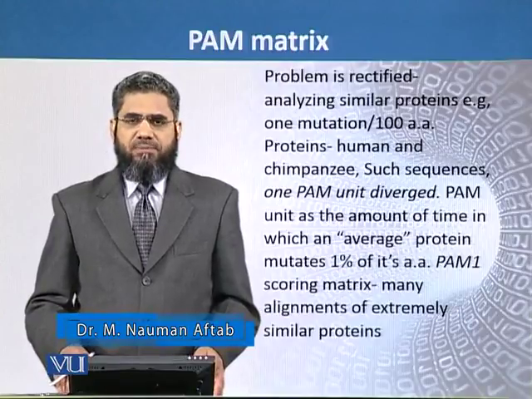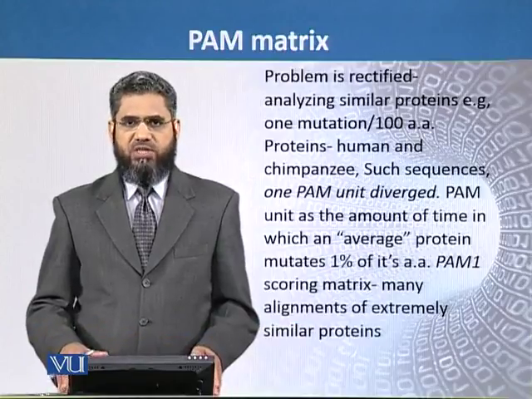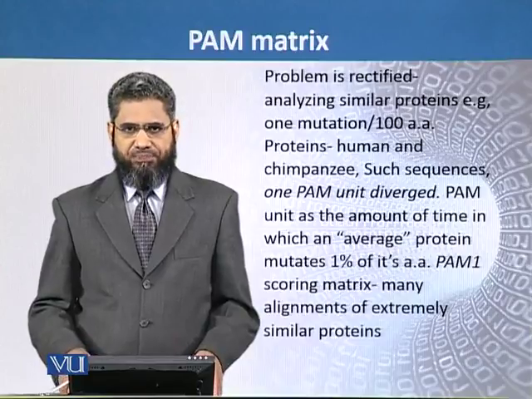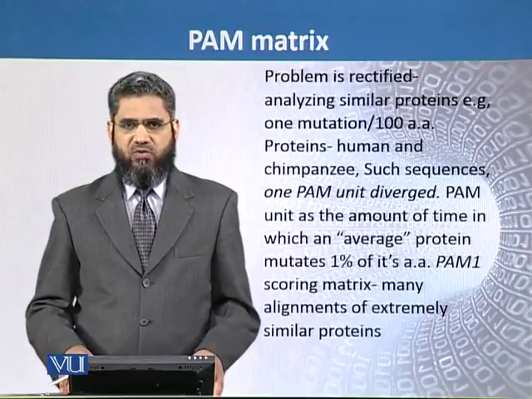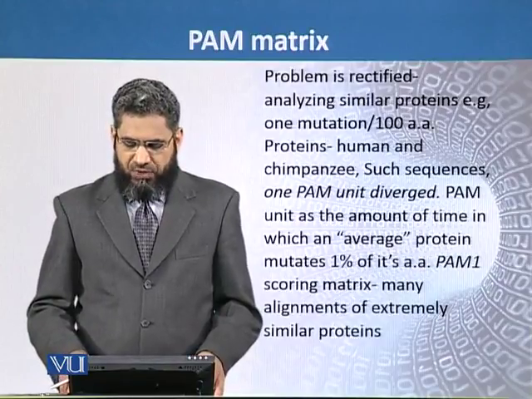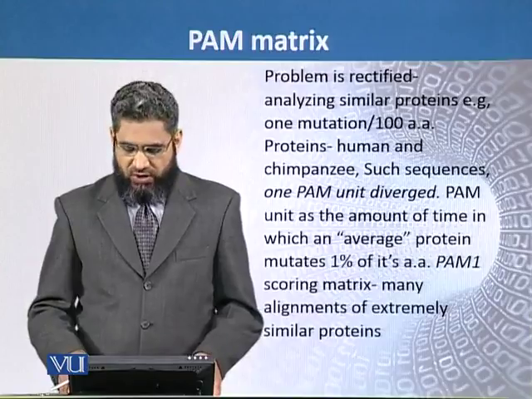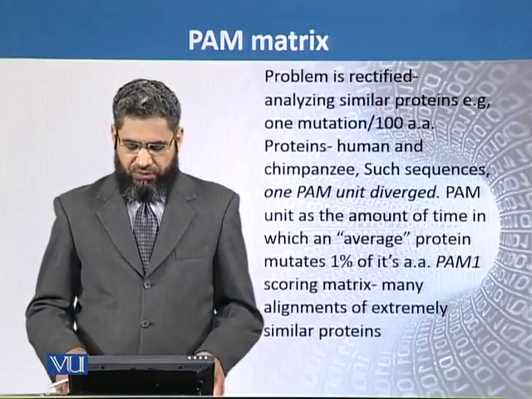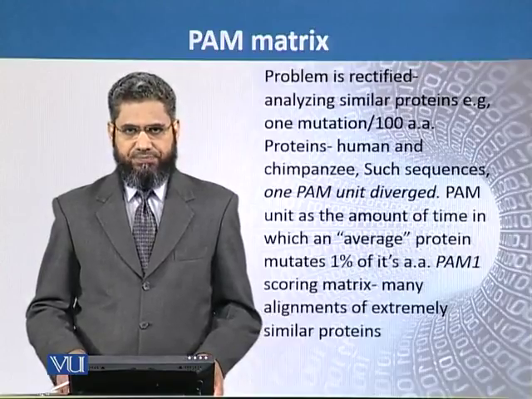Such sequences are present in humans and chimpanzees, and these protein sequences fulfill the criteria of 1% indels or mismatches in 100 amino acids. These similar proteins that are only 1% different from each other are generally recognized as 1 PAM unit diverged. So 1 PAM unit is defined as the amount of time in which the average protein mutates in only 1% of its amino acids.